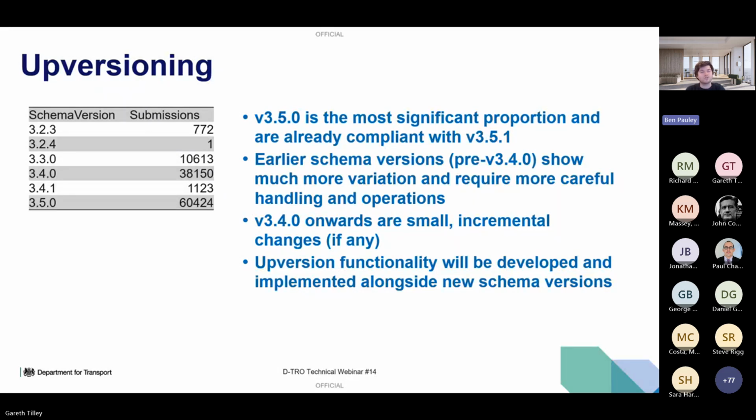Probably should mention, which I haven't done, we're upversioning to the latest but one version of the schema. So as has been talked about, version 4.0 is currently live in production. So all existing records in the service will be upversioned to the version prior to that, which is 3.5.1. And that is just so that people don't have to develop and be working on the bleeding edge version of the data. It gives them a little bit more time to put together tools for doing that.